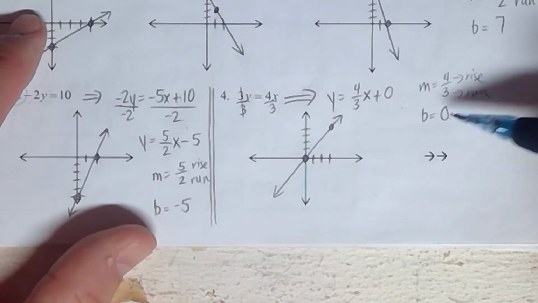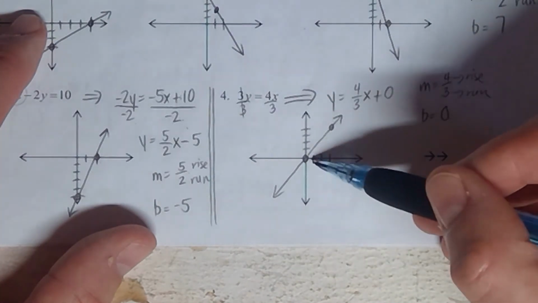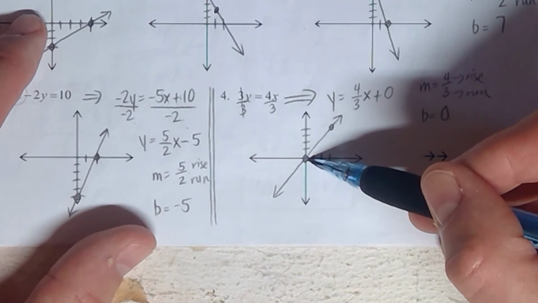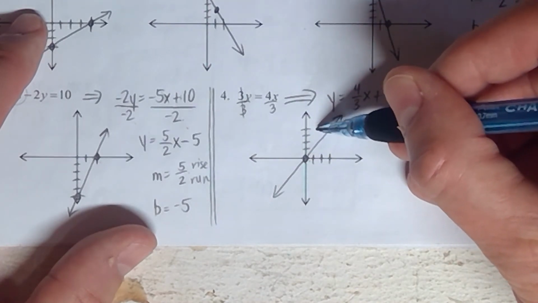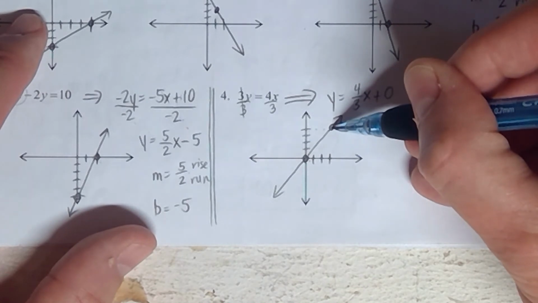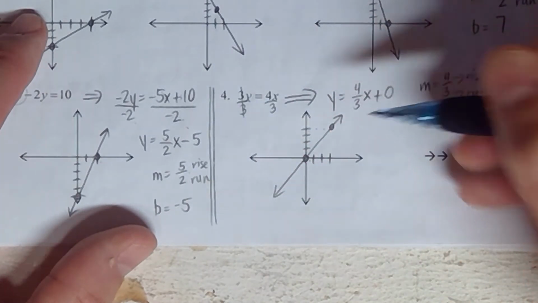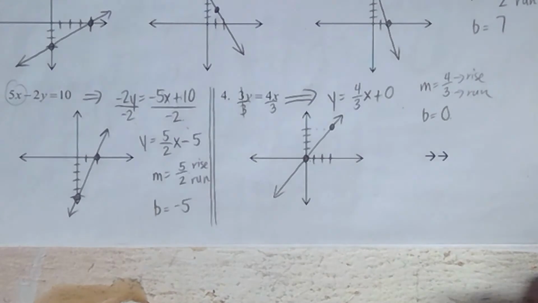So since the y-intercept is 0, we start here. That's 0 on the y-axis. And then we rise 4, and we run over 3 to this spot right here. And then we draw a line. And so that is how you use the slope and the y-intercept to graph an equation.